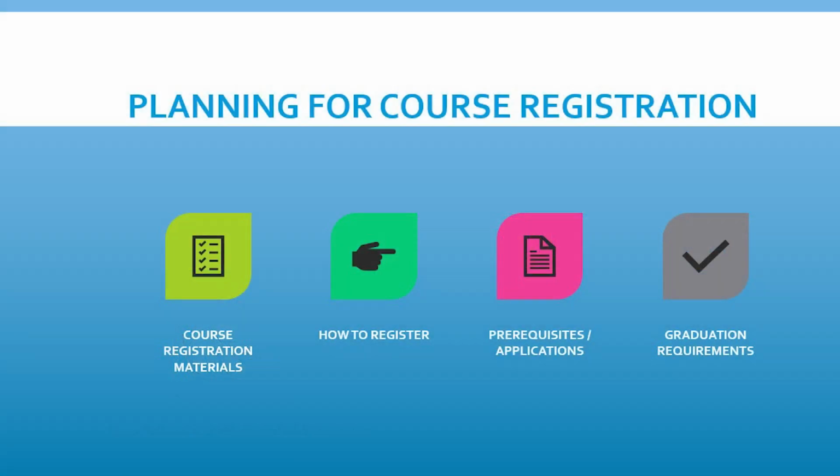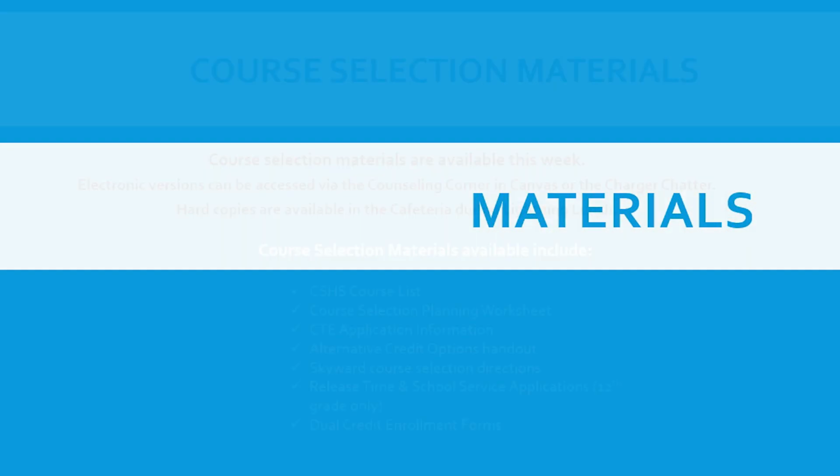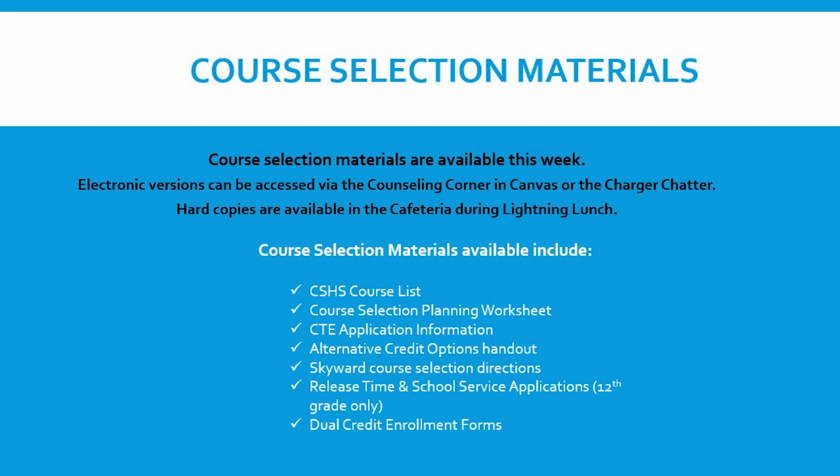The purpose of this presentation is to go over course registration materials, how to register, classes with prerequisites and applications, and lastly, graduation requirements. Let's start with materials. Course selection materials can be accessed electronically or as hard copies. Electronic versions can be accessed via the Counseling Corner in Canvas or the Charger Chatter. Hard copies are available in the cafeteria during Lightning Lunch.